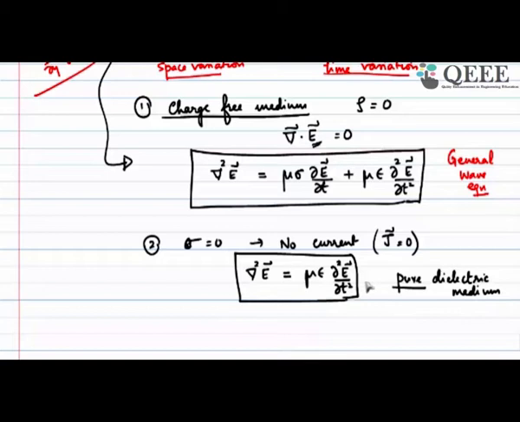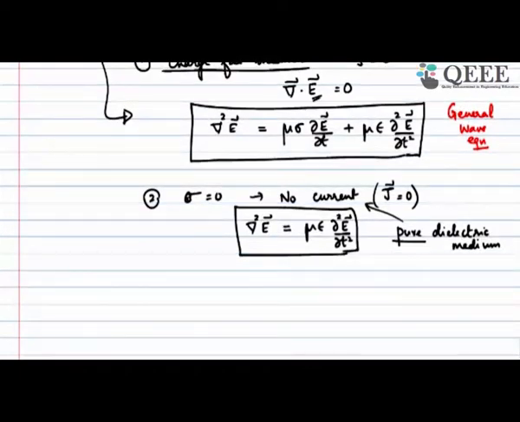What is the meaning of pure dielectric medium? It means there is no current. Conductivity is 0 for this medium if it is pure dielectric. It is a complete insulator, a perfect insulator, there is absolutely no current in the medium. For that medium, this is how the wave equation reads. This equation looks nice. Now the next objective is, what are the possible solutions for this equation?